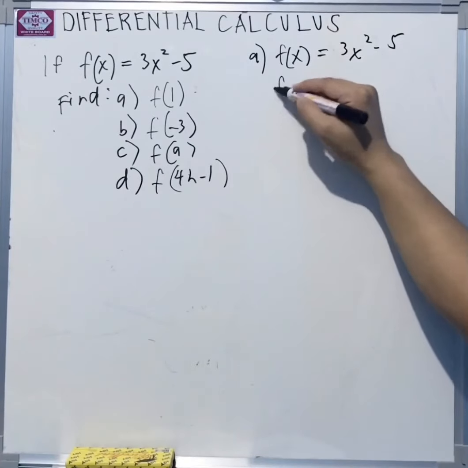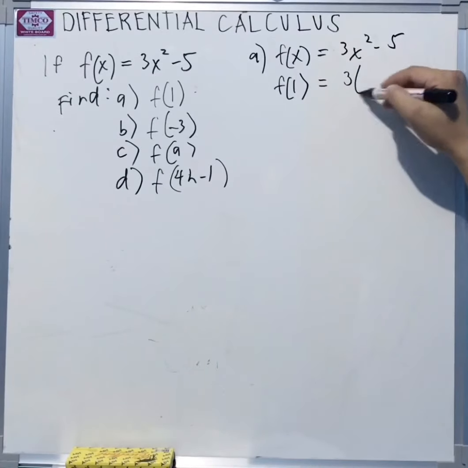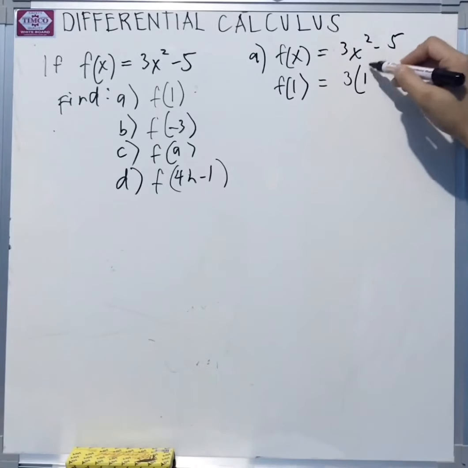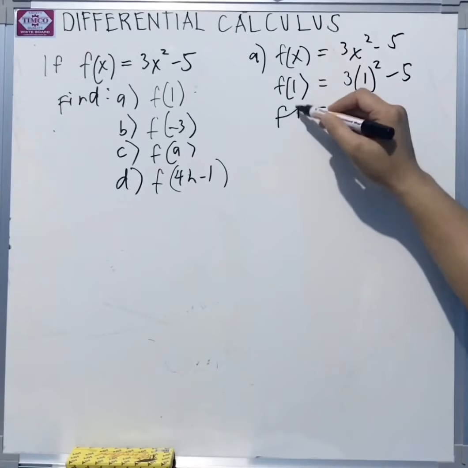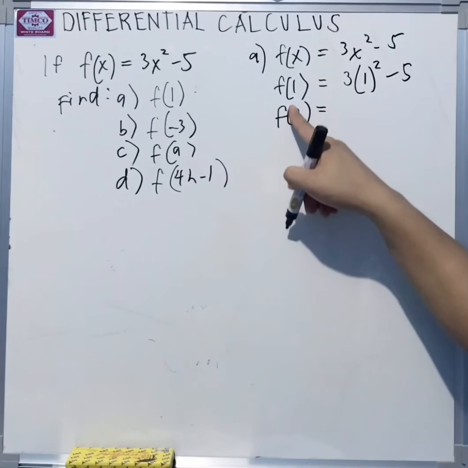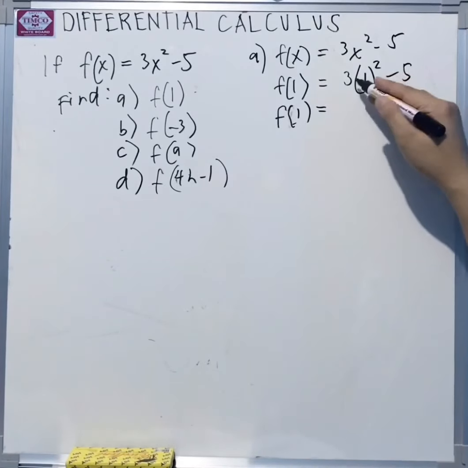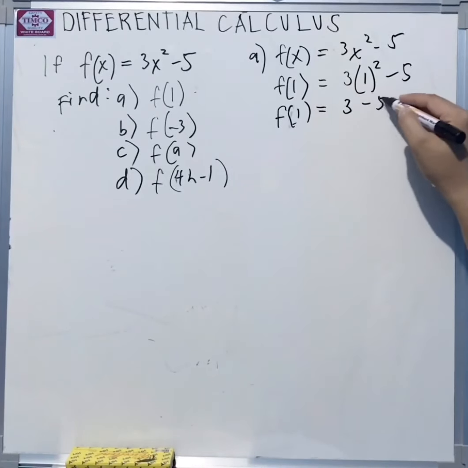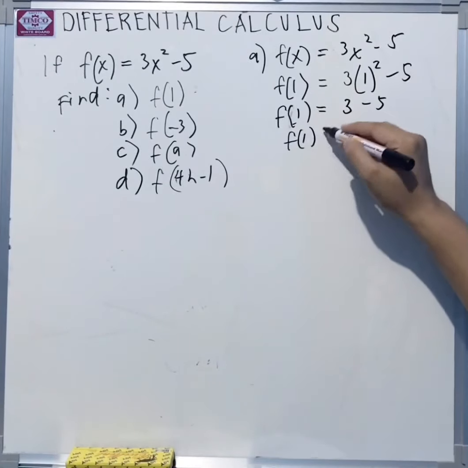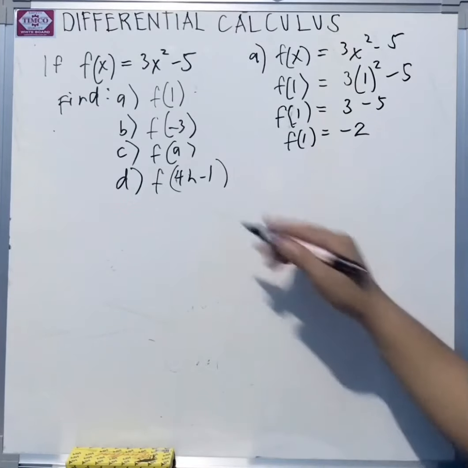So ang f of 1 natin, letter A: substitute natin yung value ng 1 into 3 times 1 squared minus 5, di ba? So f of 1 is equal to 3 times 1 squared, which is equal to 3, di ba? Minus 5. So, ang f of 1 natin is equal to negative 2. Okay? Yun na yung f of 1 natin.